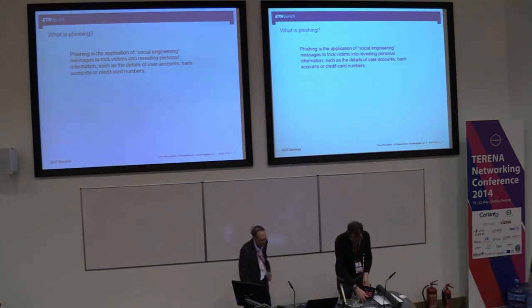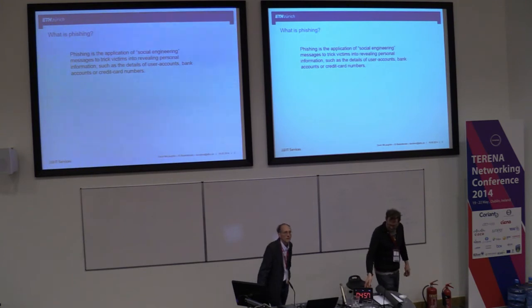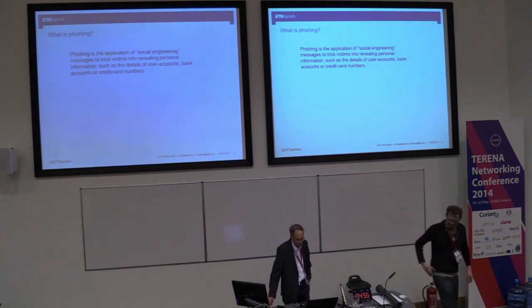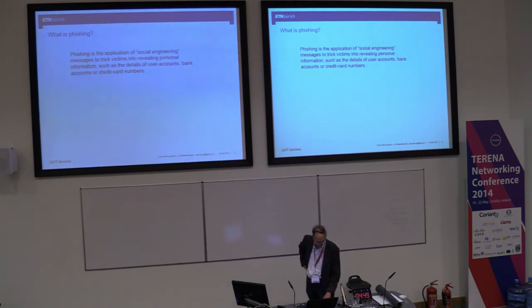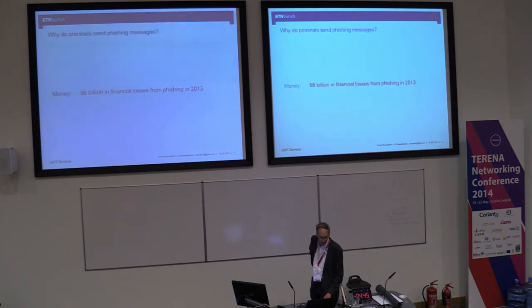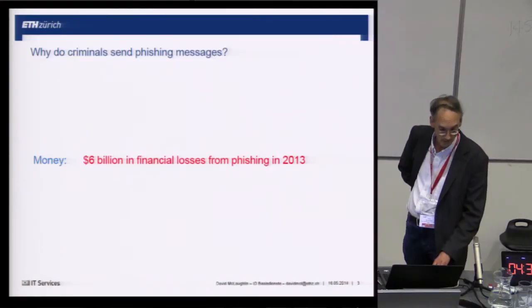Off you go. My name's David McLaughlin. I work at the Federal Institute of Technology in Zurich, and I'm talking about user account phishing attacks on universities, which have increased massively in the last 3 years. And the reason for that is, of course, money. Banks and credit card companies, 2 years ago, lost $1.5 billion. Last year, they lost $6 billion.